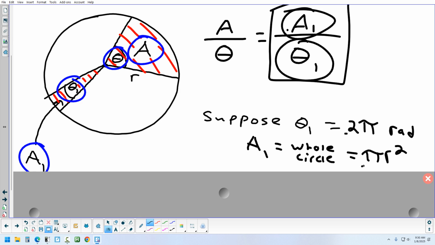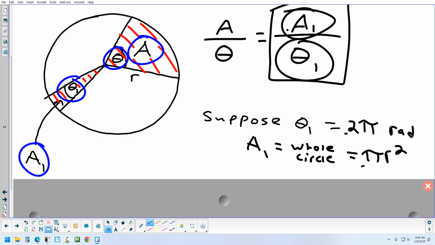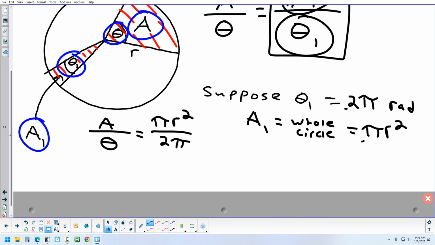So let's fill that in. The left side, we're just going to leave the way it is. That's going to be the information they give you in the problem. The right side, that's our true fact. Theta 1 is 2 pi. That goes in the bottom. And A1 goes in the top, pi r squared. Before I cross multiply, does anybody notice anything that's going to happen? You can cancel the pi's out. Right, pi's are going to cancel out.